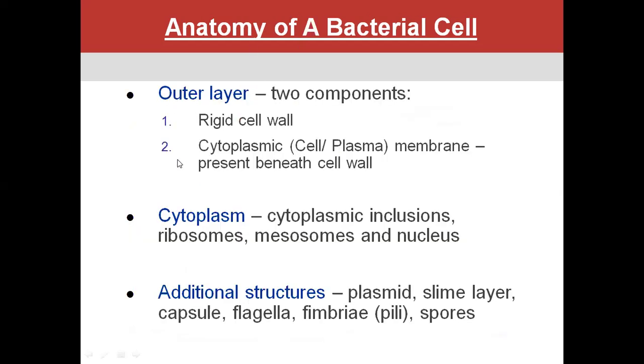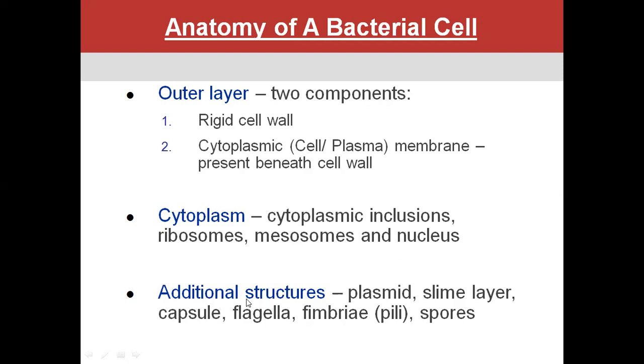So here, the bacterial cell structure is divided into three categories. The first is the outer layer, which consists of two components: the rigid cell wall and the cytoplasmic membrane, also called the cell membrane or plasma membrane. The cytoplasmic membrane is present beneath the cell wall. Next, the cytoplasm includes cytoplasmic inclusions, ribosomes, mesosomes, and the nucleus.